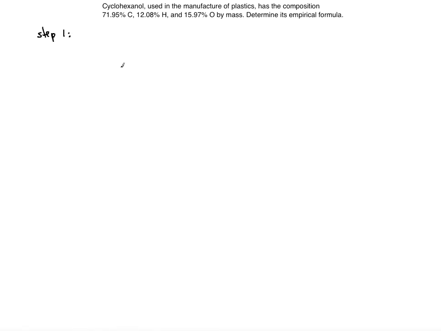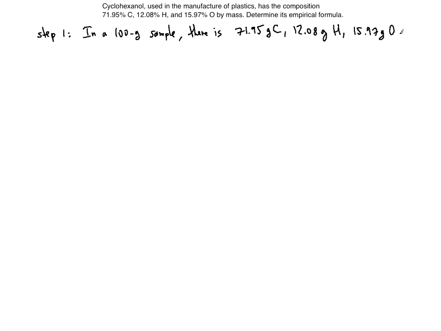So the first step is to realize that in a 100-gram sample, there is 71.95 grams of carbon, 12.08 grams of hydrogen, and 15.97 grams of oxygen.